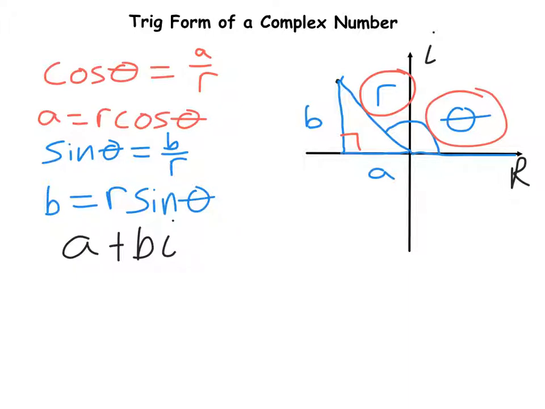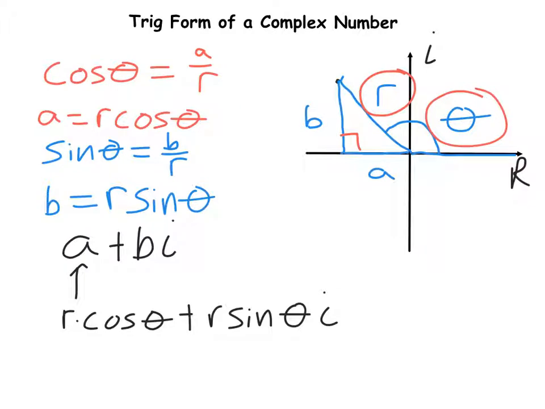For a, that can become r cosine theta. B could be r sine theta times i. Okay? Now, you'll come across this.